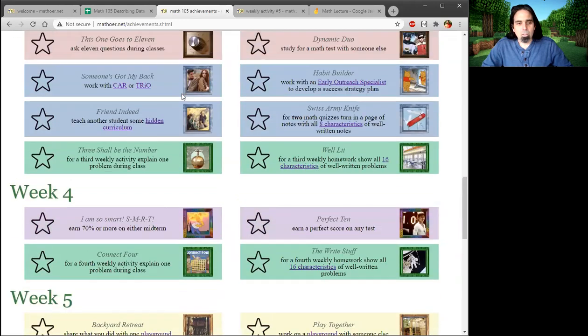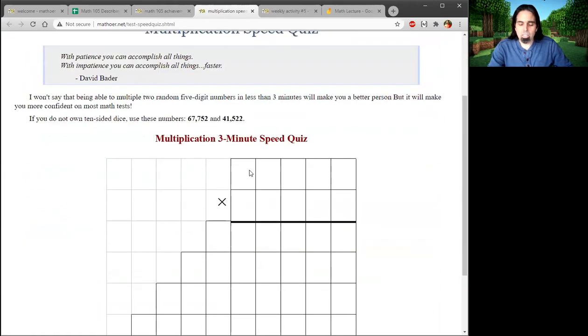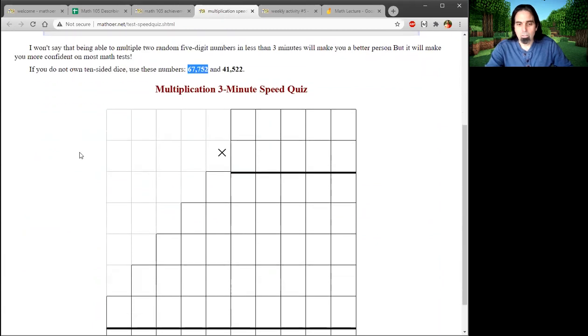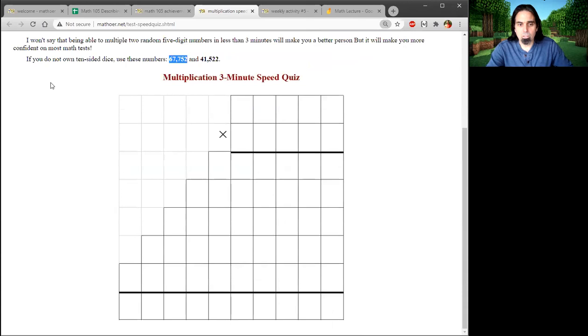Somebody asked about at the end of week 2, there was a ludicrous speed and fluency. These are achievements if you want the purple color. One of them asks you to just do a quick multiplication speed quiz. It randomly gives you 2 numbers, so you would write them in. Let me make this a tiny bit smaller so I can move it to the Jamboard.